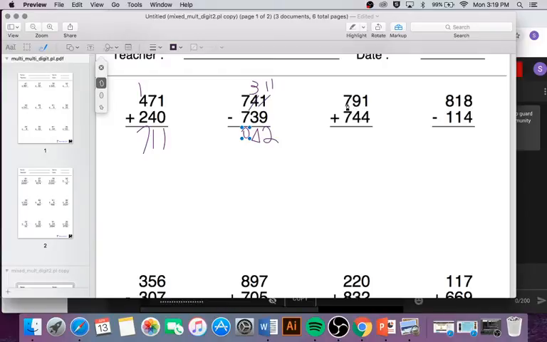Our next problem is 791 plus 744. So we start over in the ones column again, and we have 1 plus 4, which is 5.